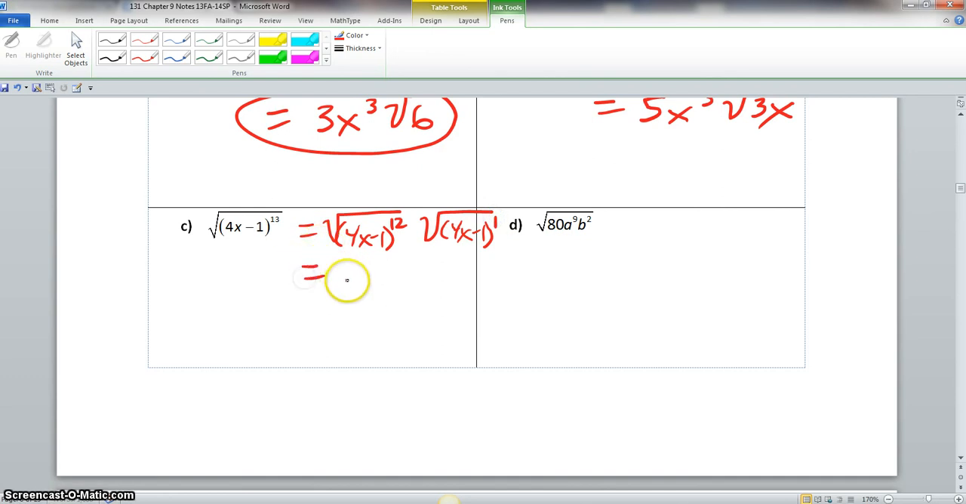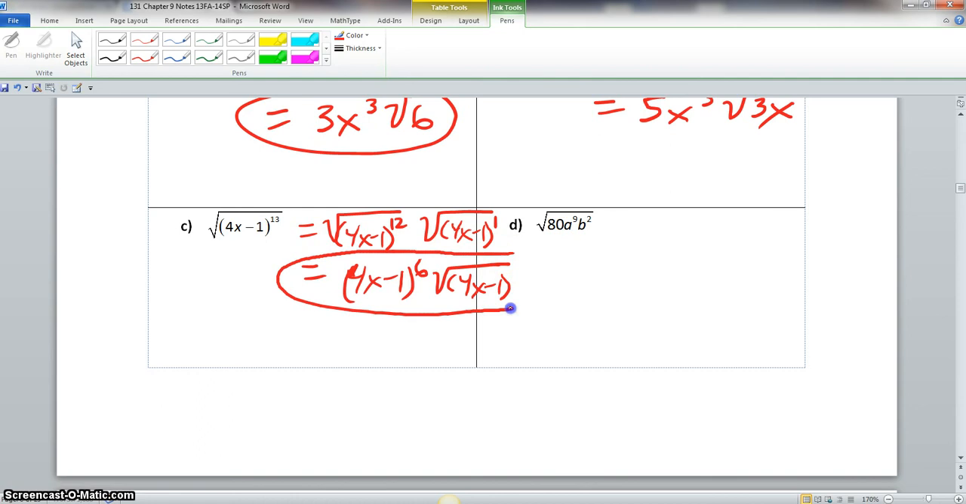So this will leave us 4x minus 1 in parentheses to the 6th power. That's what comes out of this radical. And under this radical, we'll be left with parentheses 4x minus 1. We don't have to write the 1 power. And this is the final answer.